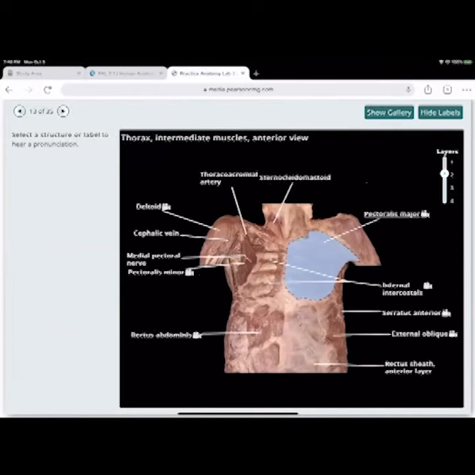All right, so sternocleidomastoid, here's your attachment to the sternum and to the clavicle. You have your thoracoacromial artery. A little more right there. You have your deltoid. You have the cephalic vein. You have the medial pectoral nerve. And you have your pectoralis minor.